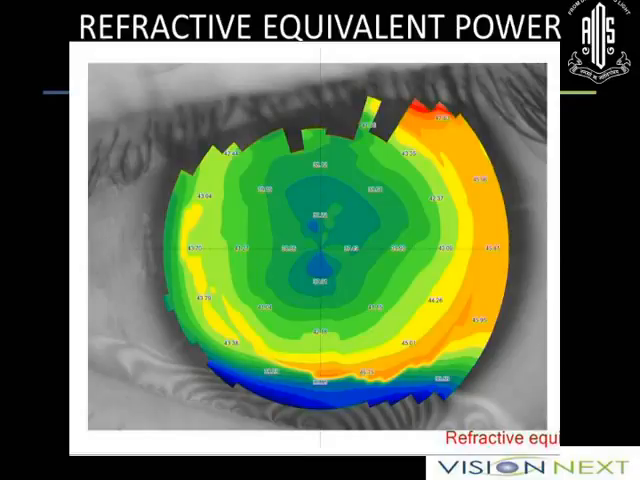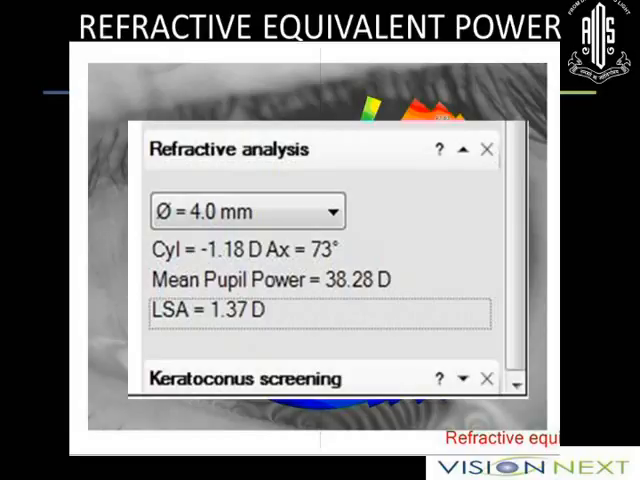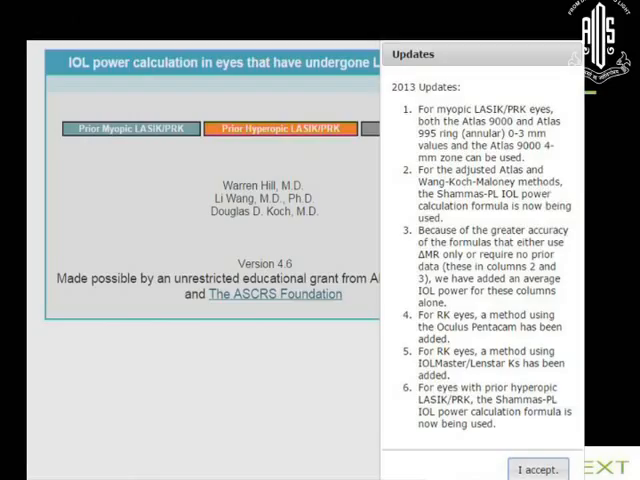Refractive equivalent power has already been explained by all here. So this is the refractive equivalent power which this map gives. This particularly gives me what is equivalent to the 65% mean of a Pentacam. So basically, if you have any machine which works on the Scheimpflug principle, it will give you this kind of value in all topographers, which gives me a mean value in the 4 millimeter zone, which I have taken here.